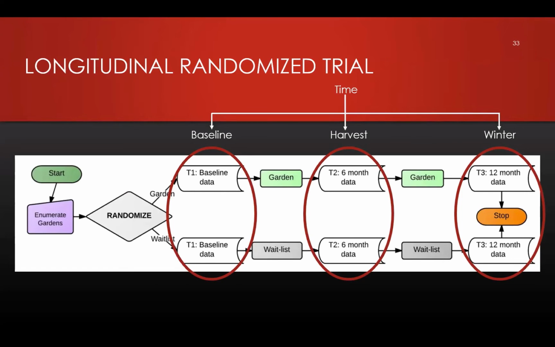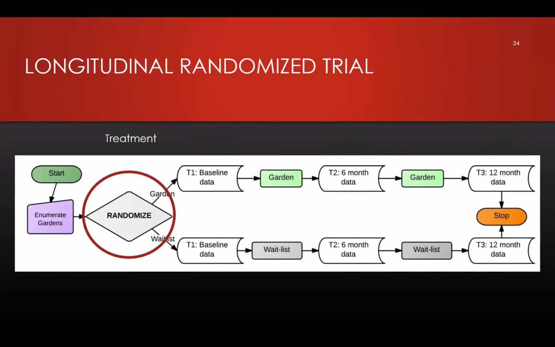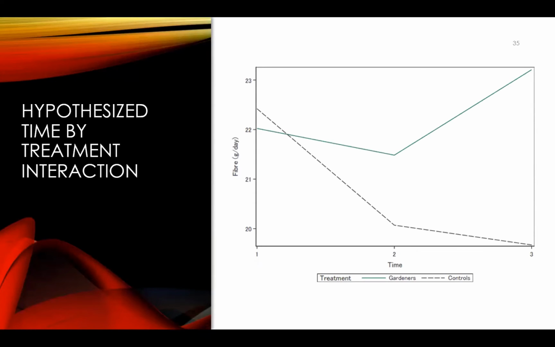And further, since there were multiple measurements of time, we had to use a longitudinal study design that accounted for correlation within participants. And then in this study, participants were randomized to either gardening or control. So this is our treatment effect for the time by treatment. And then finally, here is what the hypothesized time by treatment interaction looked like. So we hypothesized that the trends in fiber consumption would be different across time for gardeners and controls, with the belief that gardeners would have higher consumption of fiber across time.